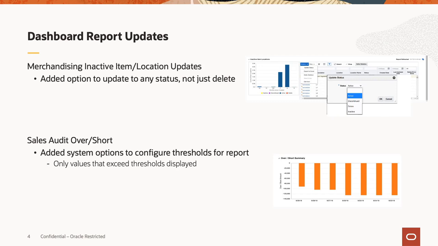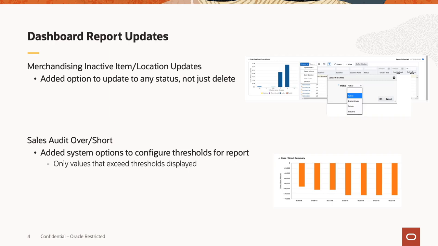There were also two dashboard report updates in this release. First, there was an update to the inactive item location report in merchandising, which is found in the Data Steward dashboard and highlights item location combinations that appear inactive due to lack of sales or inventory activity. Previously, the report supported allowing a data steward the ability to mark these item location combinations as delete. However, with this update, users will also be able to choose other item location statuses, such as inactive and discontinued.